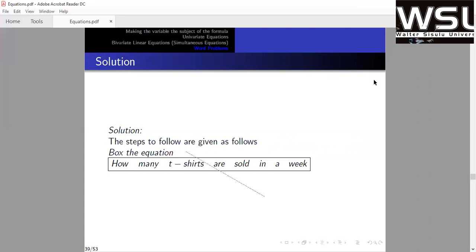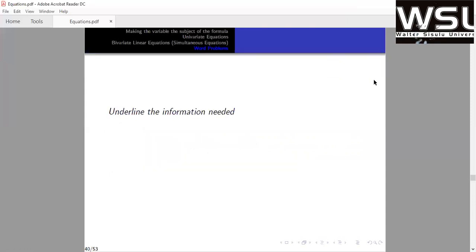Remember, that's the statement. How many t-shirts are sold in a week? Nothing else is required, just how many t-shirts are sold. Now, let's underline the information that we're given relevant to the t-shirts. Remember, when you underline the information we require, it should be information relevant to the question given.